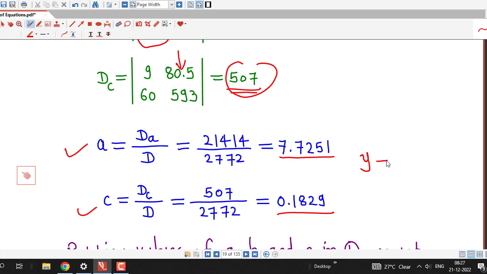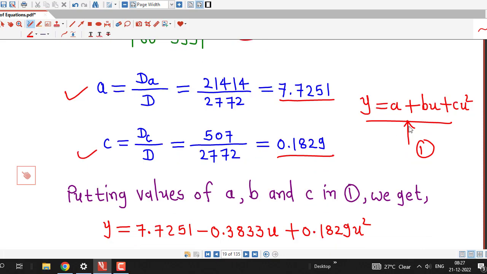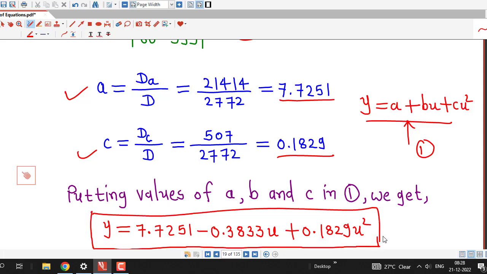So now we substitute these values in our assumed form, y equal to A plus B u plus C u square. So putting these values of A, B and C in equation number 1, we obtain this form of parabola in terms of variables u and y. So this is not our answer. Our original variable is x, and we have obtained a second degree polynomial in terms of the variable u.